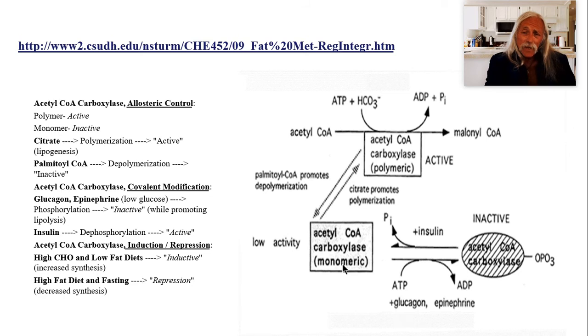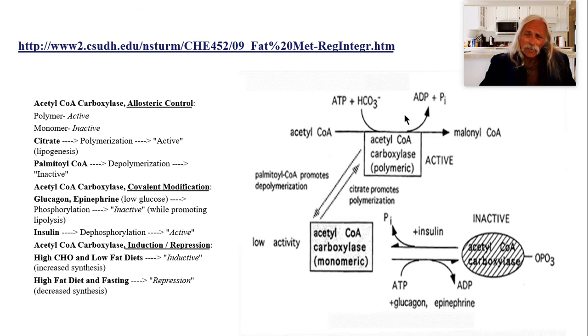Now, if you want to make a lot of malonyl-CoA for a lot of de novo fatty acid synthesis, you need to get palmitoyl-CoA, which promotes depolymerization, or you want citrate to promote polymerization. So palmitoyl-CoA will depolymerize acetyl-CoA carboxylase. And when you do that, that's an allosteric control.